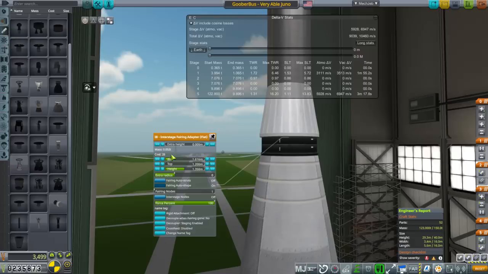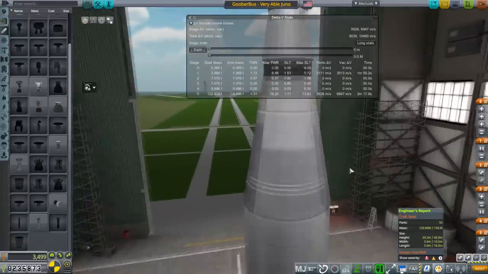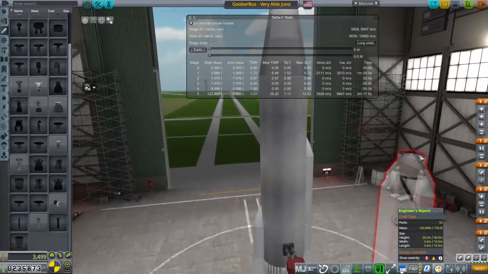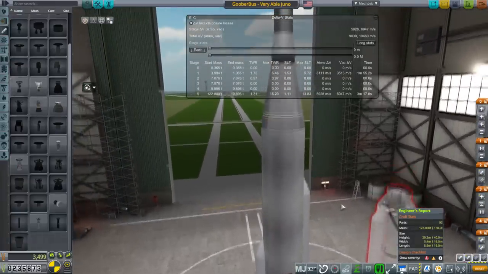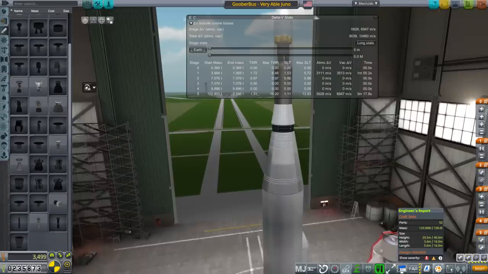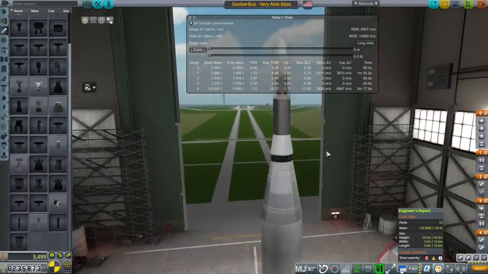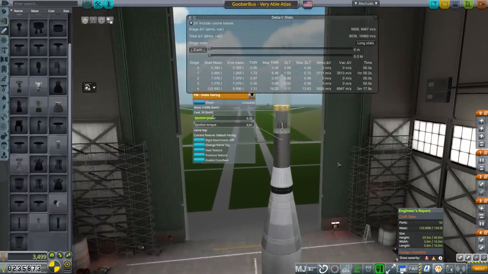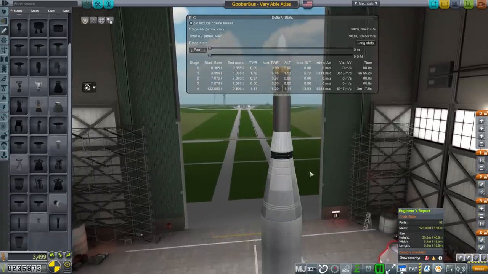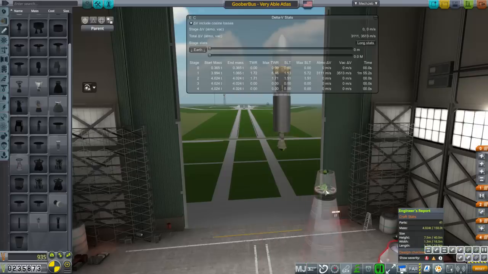So I'm using the exact same fairing on both, but the top of the Atlas rocket happens to be smaller in diameter than the top part of the Juno rocket. So this is a very able Atlas now. It's got enough avionics because that's 130 tons there and we've got an additional 5 tons there. That 5 tons is enough. We can verify that for the upper stage. You can see 4 tons.